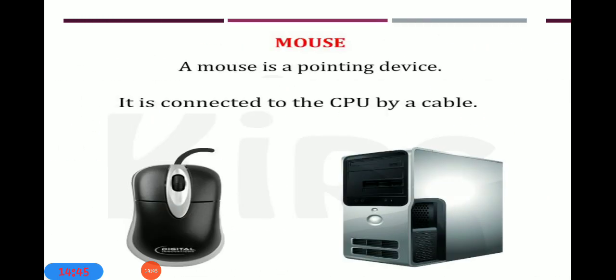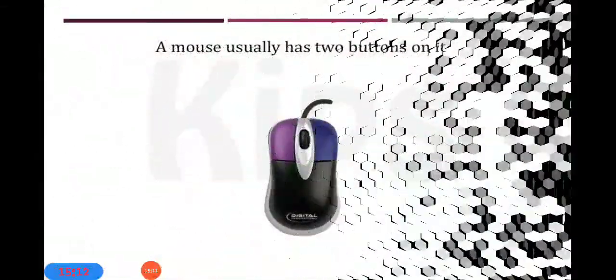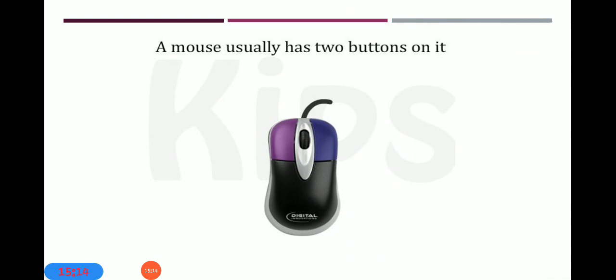Okay, now let's move on to the fourth part of the computer system, which is the mouse. A mouse is a pointing device. It is connected to the CPU by a cable. Each and every part is connected with the CPU only, either it is the monitor, keyboard or mouse. All parts you have to connect with a CPU. What can a mouse do? A mouse usually has two buttons on it.